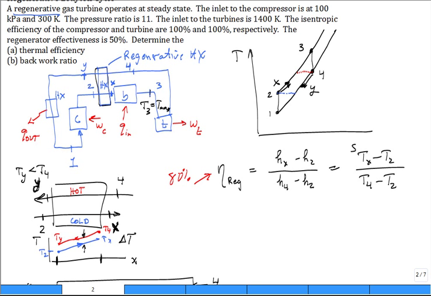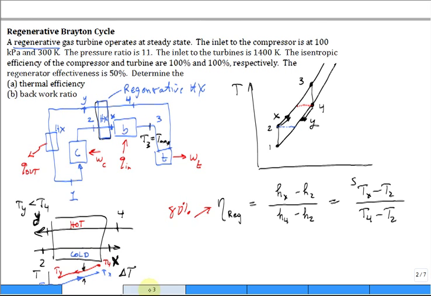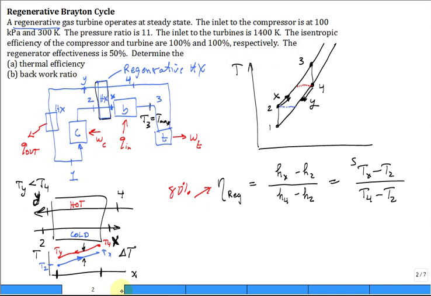We've now covered the theory to analyze this problem. So let's take a look at this problem right here. What they're saying is the inlet to the compressor is 100 kPa and 300 Kelvin. They're fixing T1 and they're fixing P1. The pressure ratio is 11, so P2 divided by P1 is fixed to be 11.